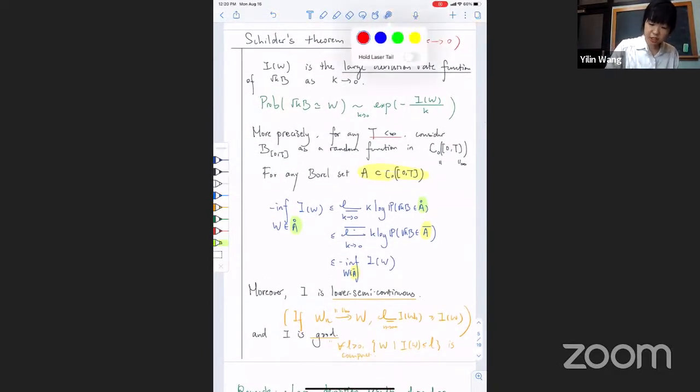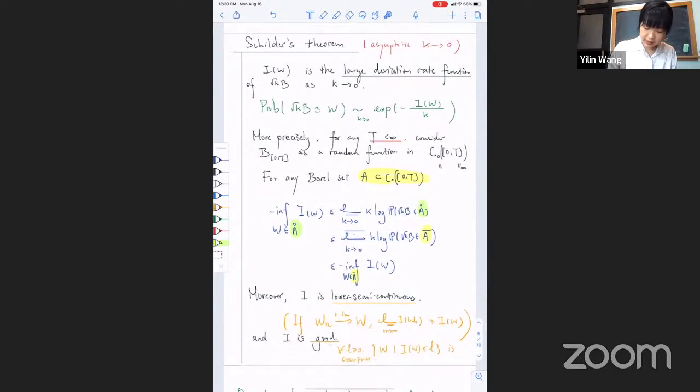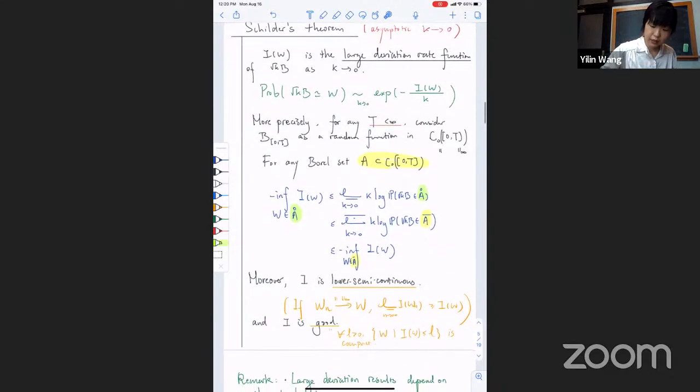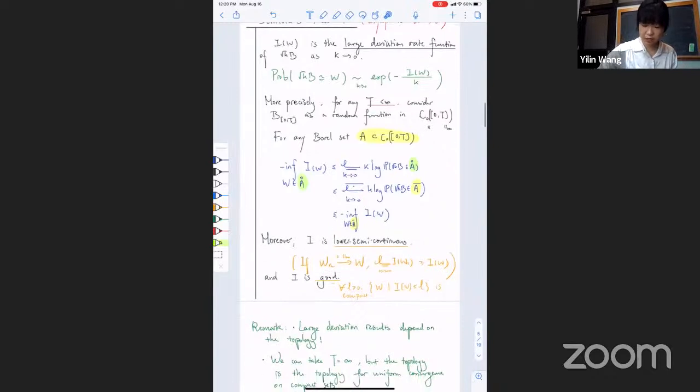All right, so that's the terminology. Lower semi-continuity means it's like this. But here we have something more, which is that this I is good, which means that the sub-level set, so you look at all the functions whose energy is less than L, is compact. And when this condition is there, it is sometimes easier to carry out resulting large deviation later.